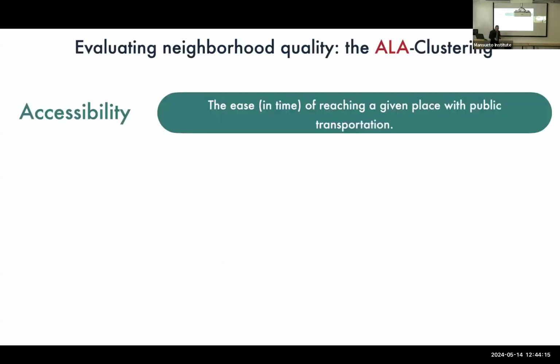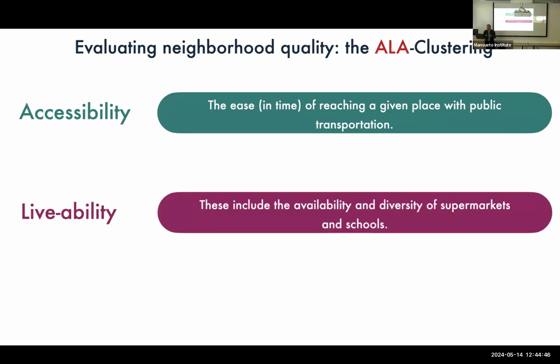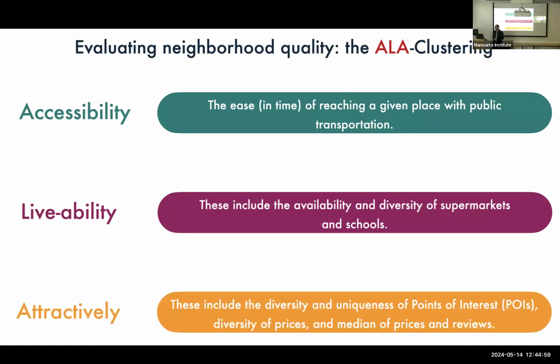So with all this information, we want to characterize the neighborhood. We created this clusterization that basically gives an idea of aggregated neighborhoods by similarities in their attributes. Our clusterization is named ALA. The first is accessibility: how easy it is to reach a given public transportation, so how fast you can move around the city. Livability represents how diverse your neighborhood is in terms of the type of POI, the income level, whether this POI is expensive or not, and finally the attractivity.